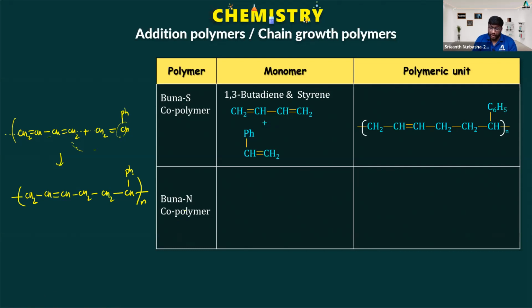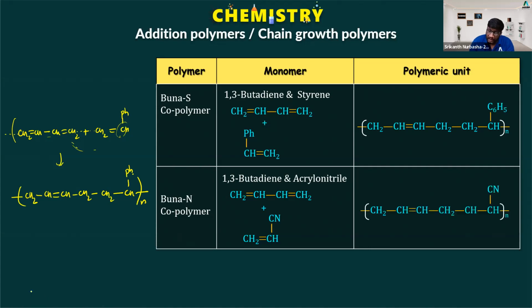Buna-N is also a copolymer where you have two different types of monomers: 1,3-butadiene and acrylonitrile. Whenever you use acrylonitrile, you generate PAN also. So here you have CH2=CHCN. When you look at the polymer form, the CN is going to be present on the terminal carbon. CH2-CH=CH-CH2-CH-CHCN taken n times. This is nothing but the respective polymeric unit. These are all the different examples of addition polymers.